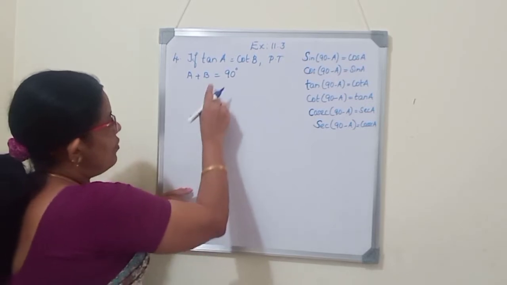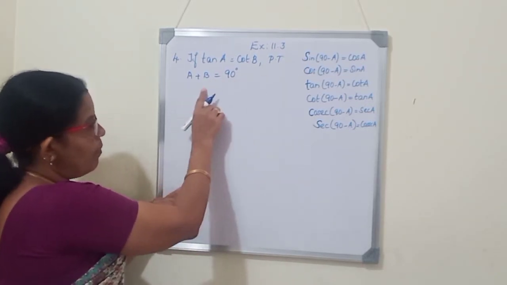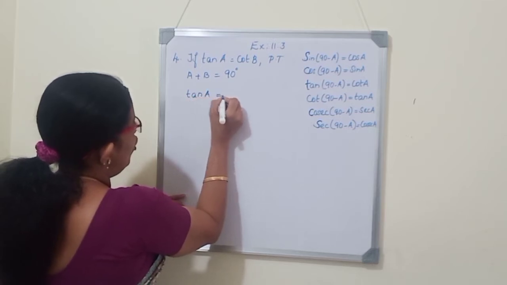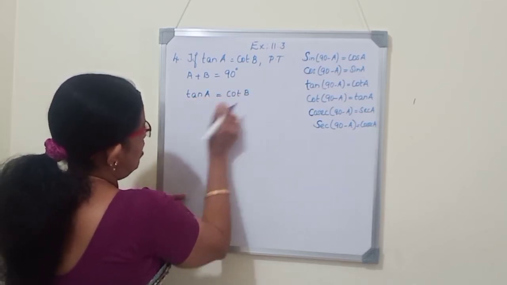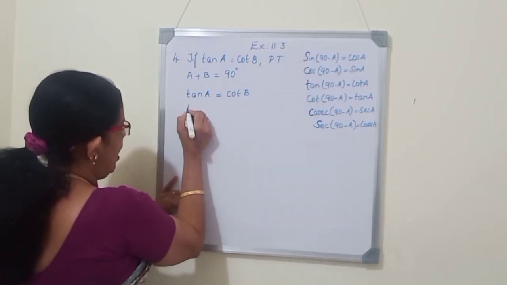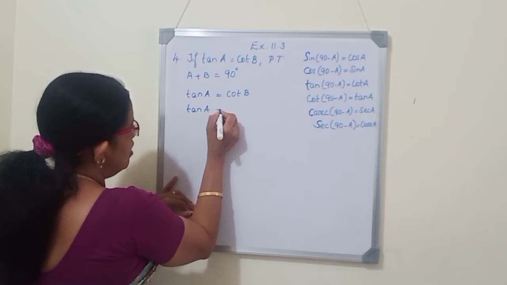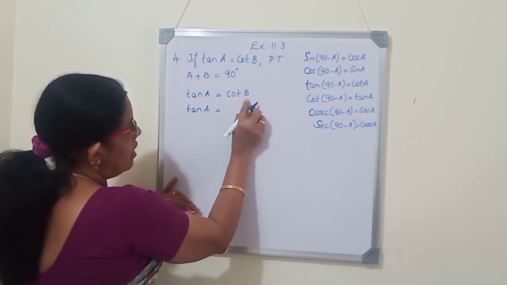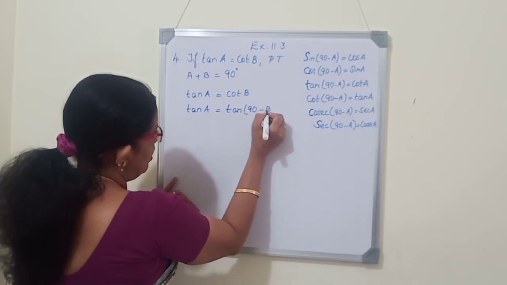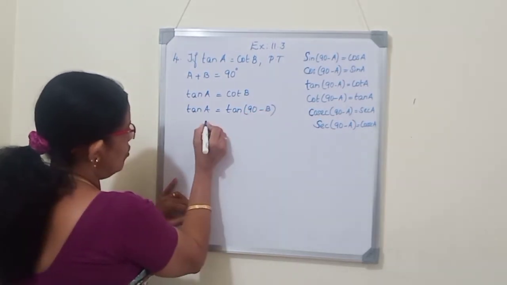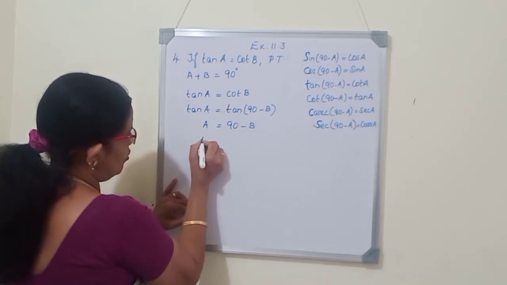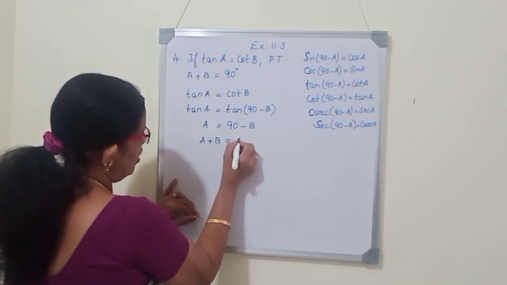Next question. If tan a equals cot b, prove that a plus b is 90 degree. So we will write tan a equals cot b. In this case also we will apply complementary angles. Any one side we can apply complementary angle. I will write tan a equals cot b. Cot b is tan 90 minus b. Now you see both the sides are tan. So we will write a is equal to 90 minus b. We will bring minus b to the left side. A plus b is equal to 90.